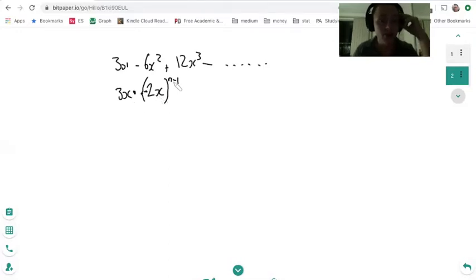Let's say n equals 2. So we have 2 minus 1 is 1. 3x times negative 2x gives us negative 6x squared. That looks good. Say n equals 3. So we have a squared up here. Any negative number squared will be positive. So we have 4x squared times 3x. That indeed is 12x cubed. So it looks like we have the right formula here.